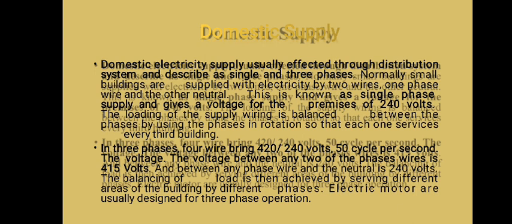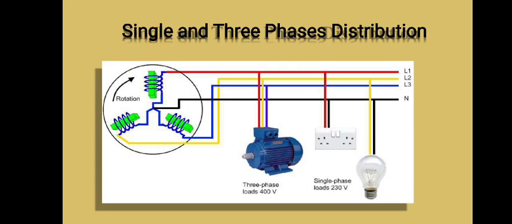In three phases, four wires bring 415 over 240 volts, 50 cycles per second. The voltage between any two of the phase wires is 415 volts, and between any phase wire and the neutral is 240 volts. The balancing of load is then achieved by serving different areas of the building with different phases. Electric motors are usually designed for three phases. This is an example of single and three phase distribution.